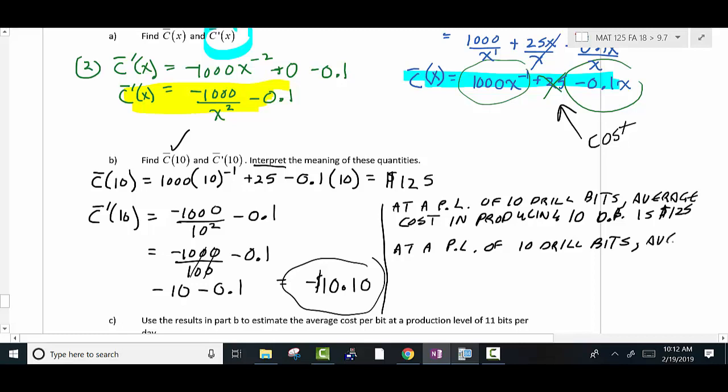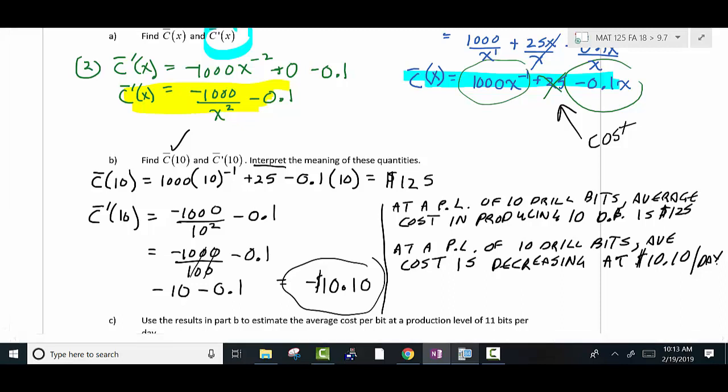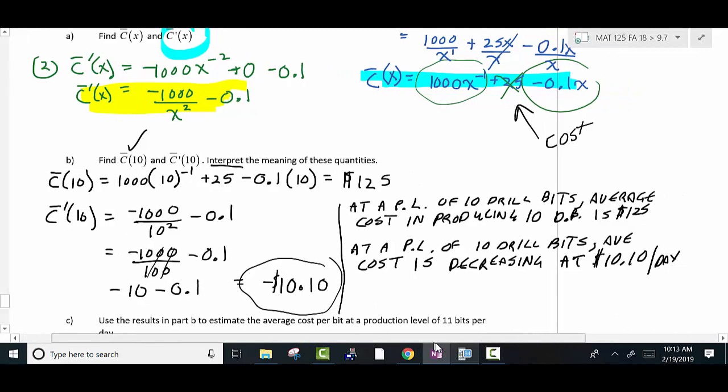Then what we would say on this is the average cost is decreasing. Why do I say decreasing? Because it's negative. So we say is decreasing at, and you don't have to say negative, you just say at $10.10. And I think these things are actually per day. If you read the problem, I think it said yeah, it's daily cost. So you really should say per day on both of these, okay?